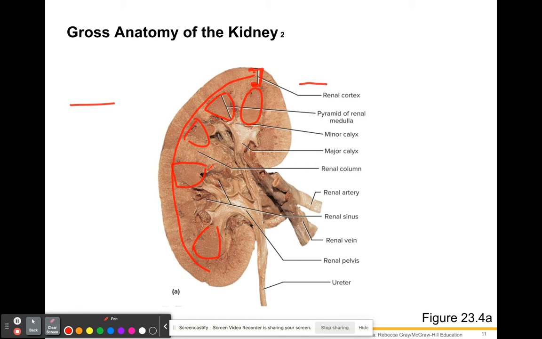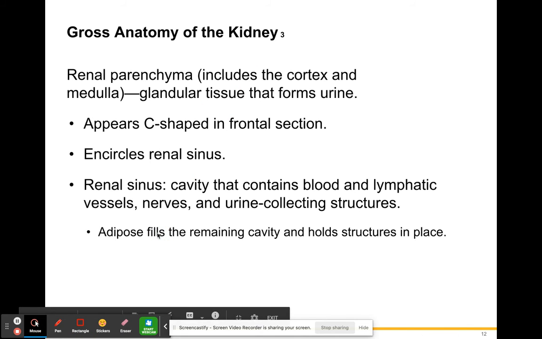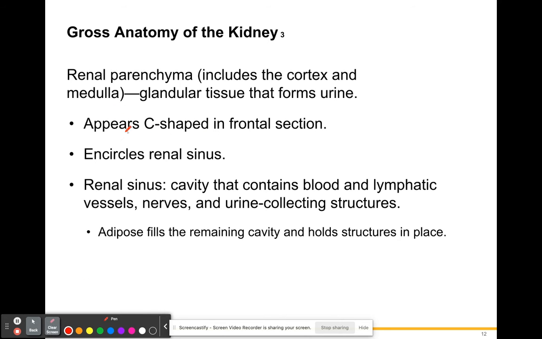Not to be confused with the medulla of the brain, right? Different medulla. So our renal cortex is this outermost edge here, and then our medulla are these darker pyramid shapes. There's going to be another one here as well, more medial in our kidney. And that's going to be our parenchyma. The renal parenchyma includes both of those, and that's where urine is going to be produced.